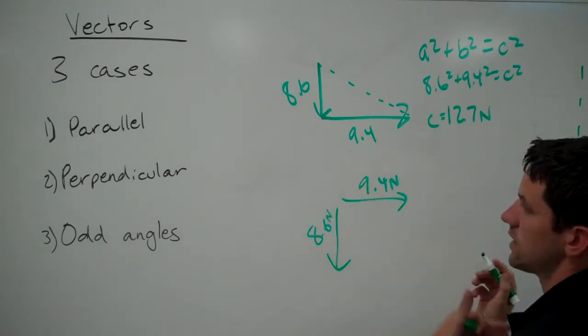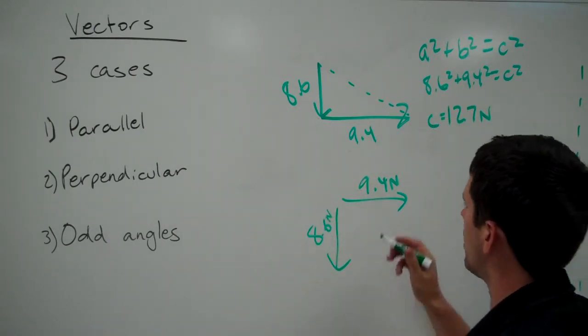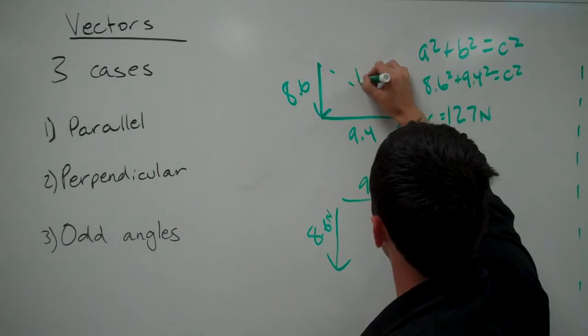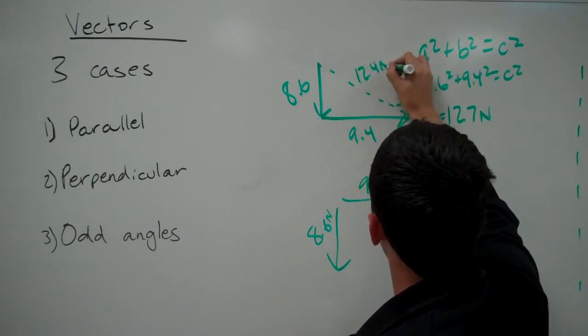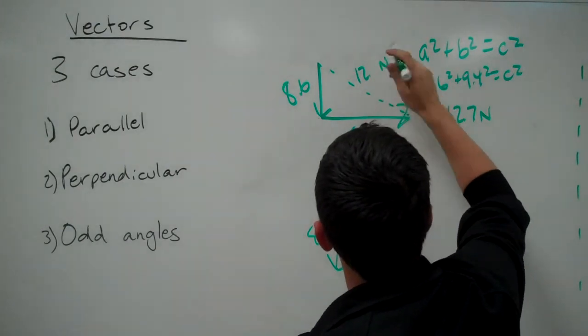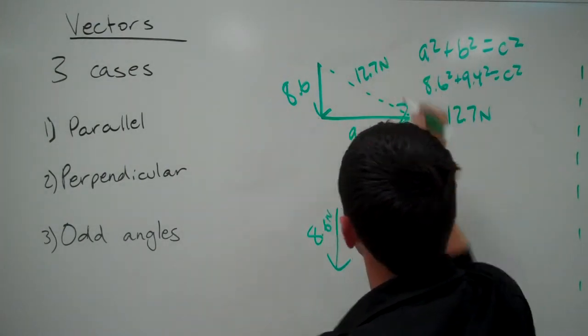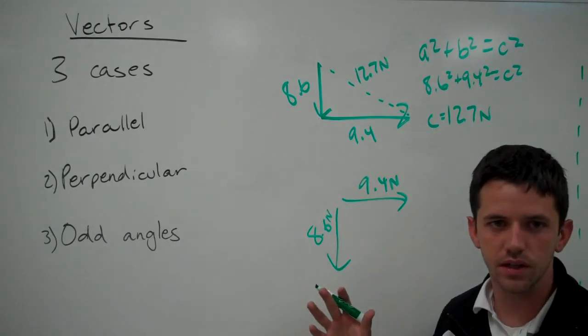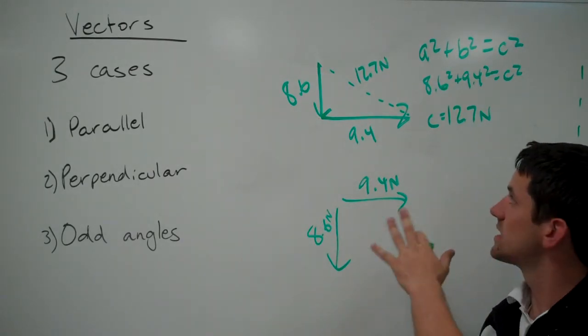This is our final vector. We've combined it all. We have our answer, and it is 12.7, sorry, 12.7. Now the important thing is we found a vector. We just found the magnitude, and we're not done. A lot of people will stop at this point.